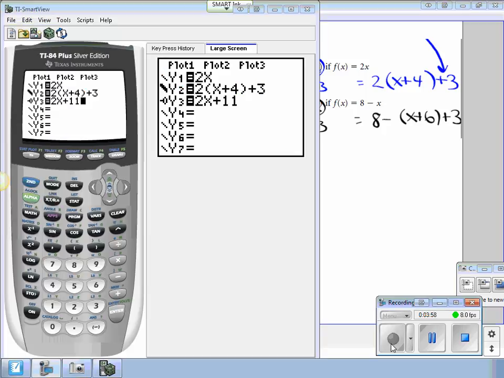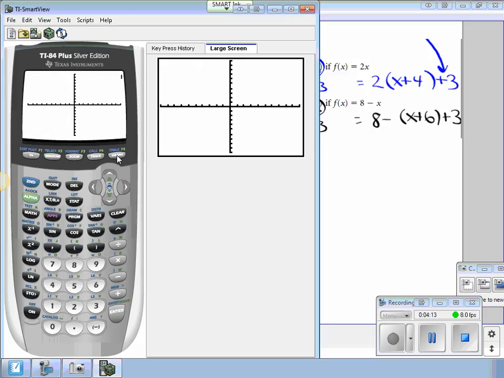Okay, so here are the 3 equations. The 2x line, which was the original. The left 4 up 3 was the shifted one. The 2x plus 11 was a differently shifted one that would land in the same location. When you hit graph, I hope you see what I mean. There's the original, there's the shifted one, and there is the other line, which was up 11.